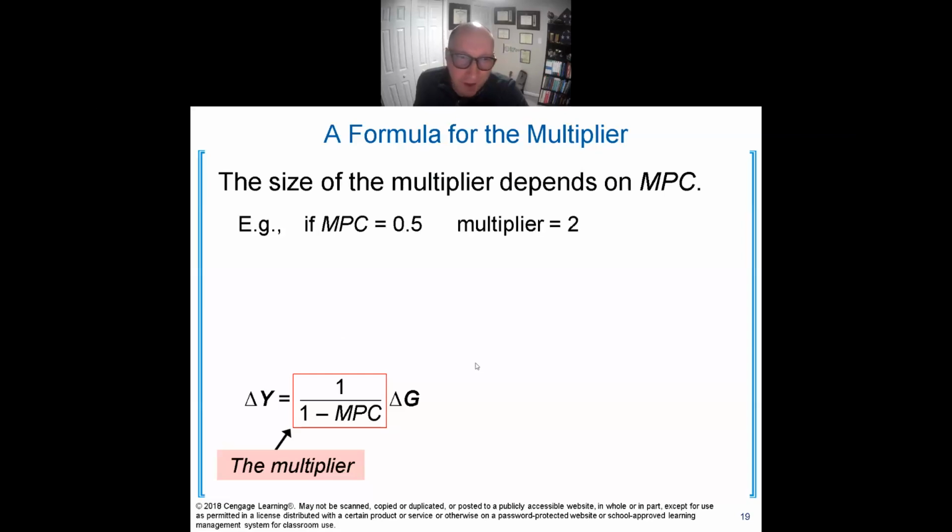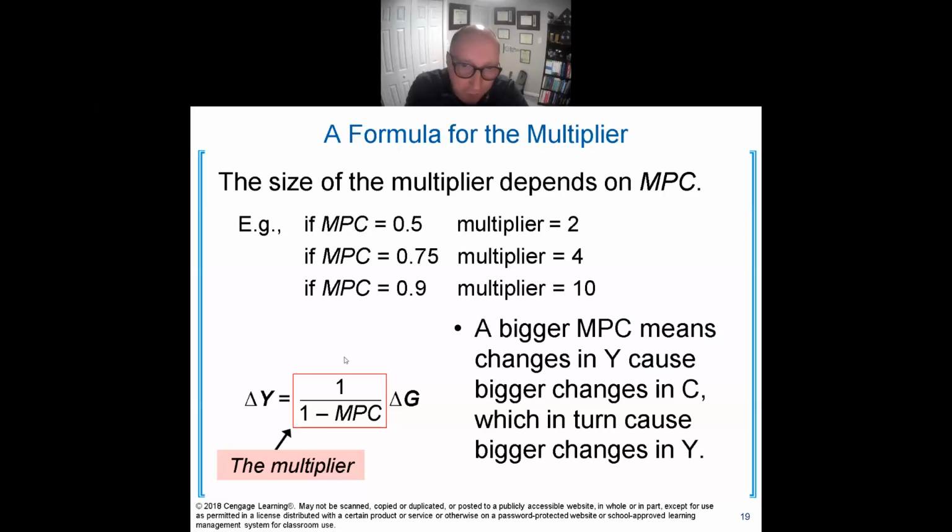The size of the multiplier effect depends on the multiplier itself, which is represented by the MPC. A bigger MPC means bigger changes in gross domestic product because of changes in consumer spending, which in turn causes bigger changes in gross domestic product based off of the multiplier effect.